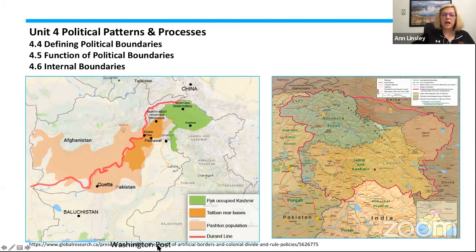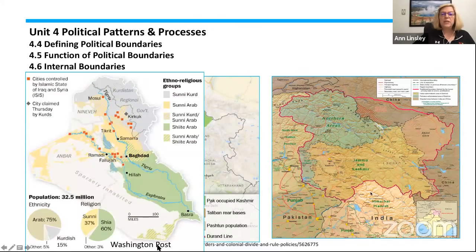This is a hot spot for terrorist activities and other challenges between both Pakistan and India created by that boundary. I wanted to look at some different boundaries to remind you of some conflicts. And one of those is in Iraq.